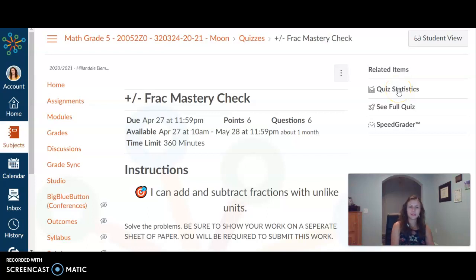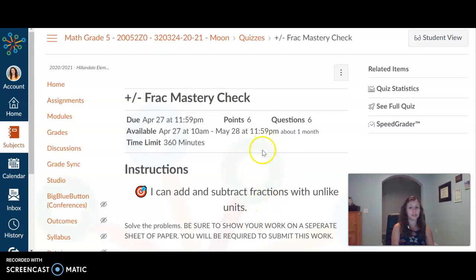Everyone, we are here to talk about how we can use Canvas's feature to do a data analysis of our quizzes. So we're going to look at two quizzes that my kiddos did last year when I taught 5th grade. The first one that we're going to look at is an adding and subtracting fraction mastery check.